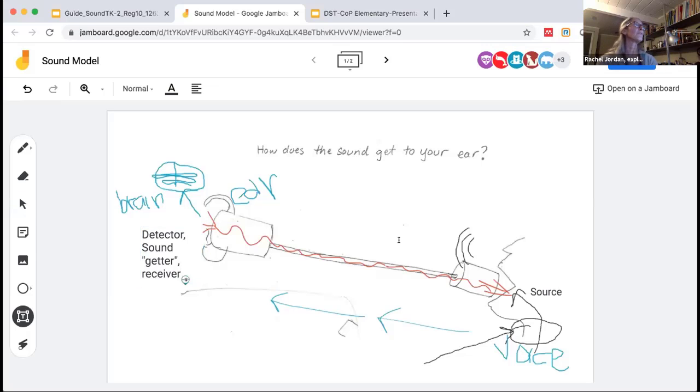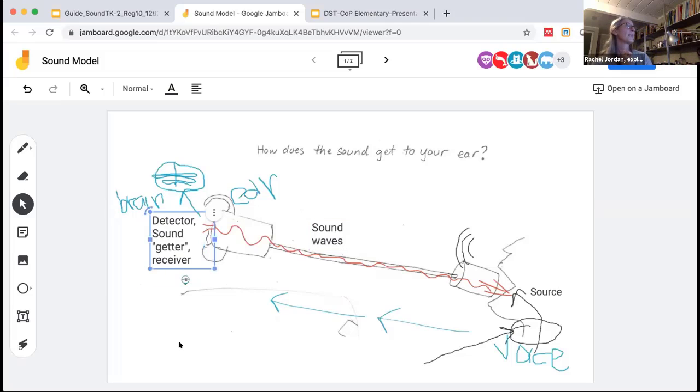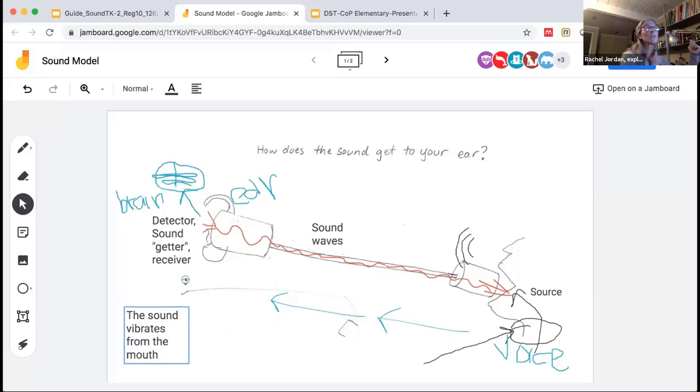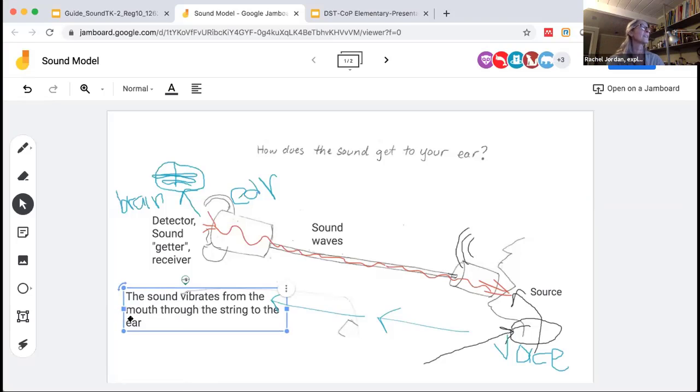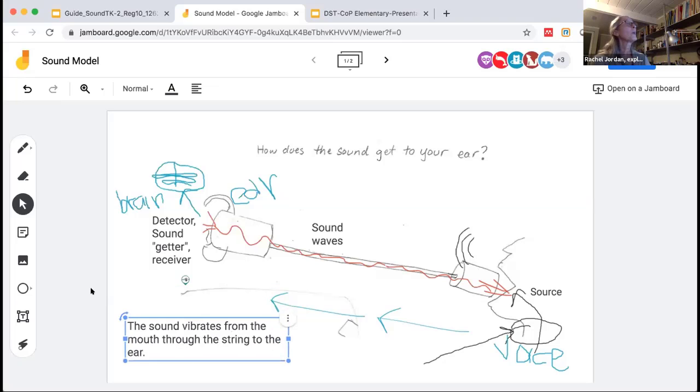And that could be plenty for one session. You could come back in a later session and in an interactive way, try to write a sentence or two. Maybe something like the sound vibrates from the mouth through the string to the ear. That might be something that kids could work out in an interactive writing session that the teacher could then be recording. The sound wiggles. The sound jumps up and down.